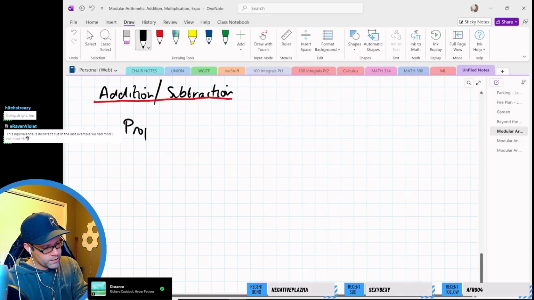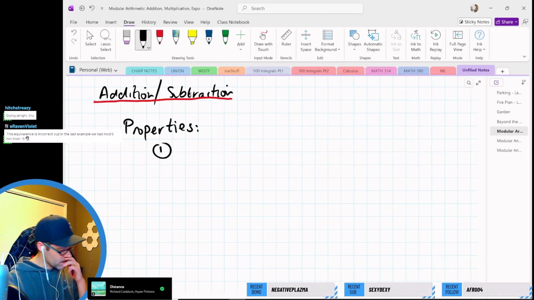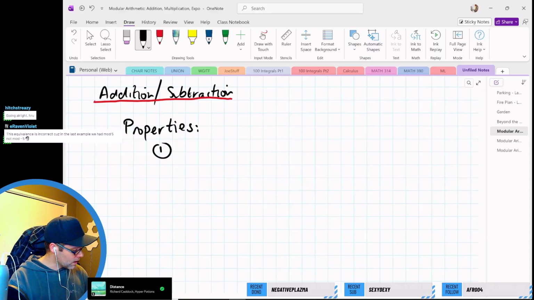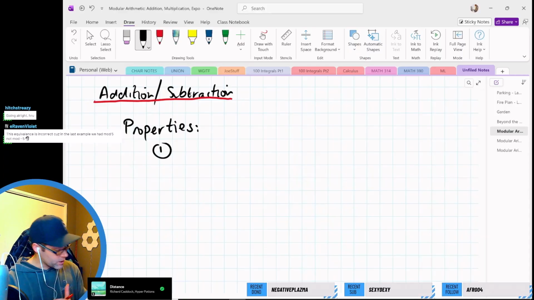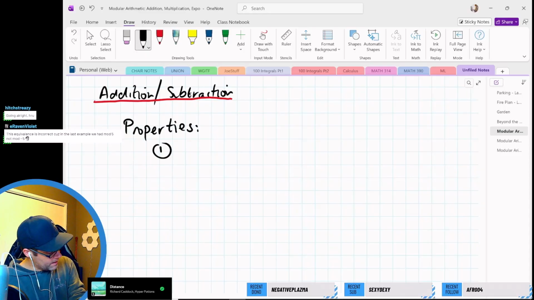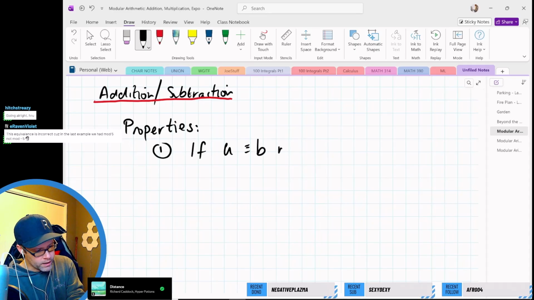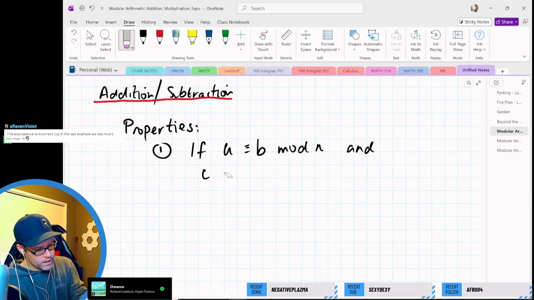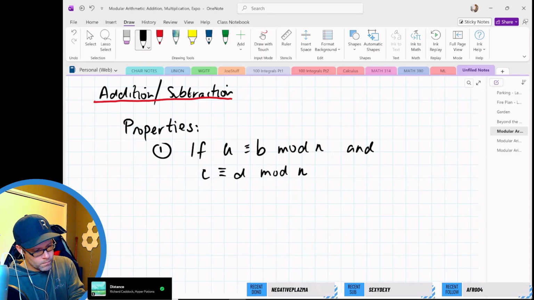So just for the sake of time, I'm just going to go ahead and summarize some of the really nice properties for addition using modular arithmetic. So let's say we have A is congruent to B mod n, and we know that C is congruent to D mod n. Then what do you think A plus C should be congruent to?